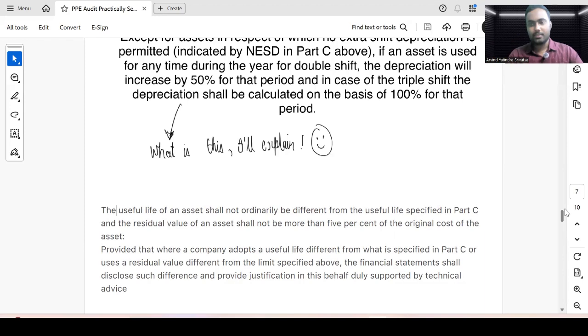But in relation to residual value, I have not really seen a deviation from Schedule 2. Entities 99.99% adhere to Schedule 2. It's only in useful life where there are deviations, and where the deviations are usually backed by reasons. I hope you understood this case.